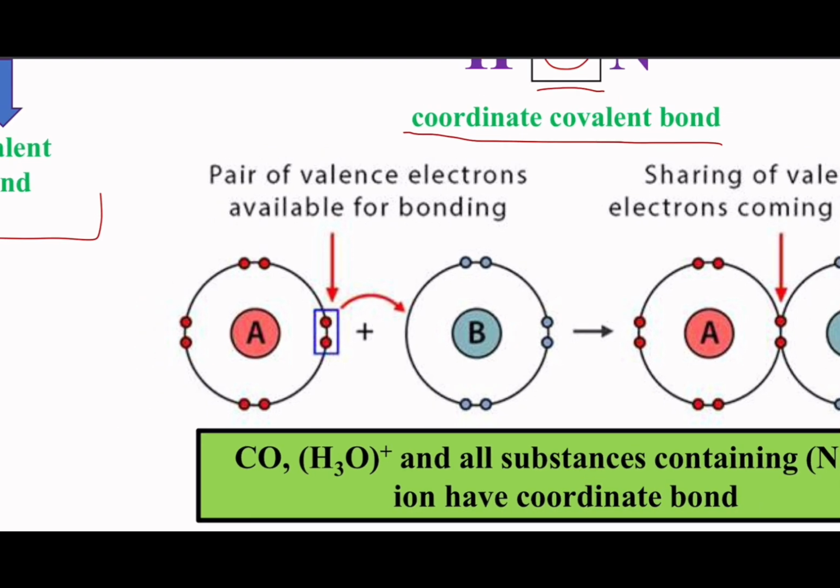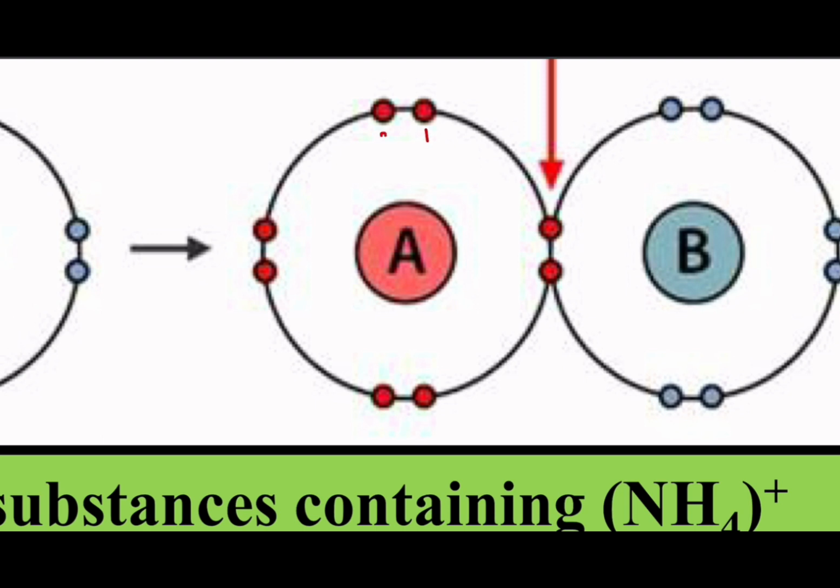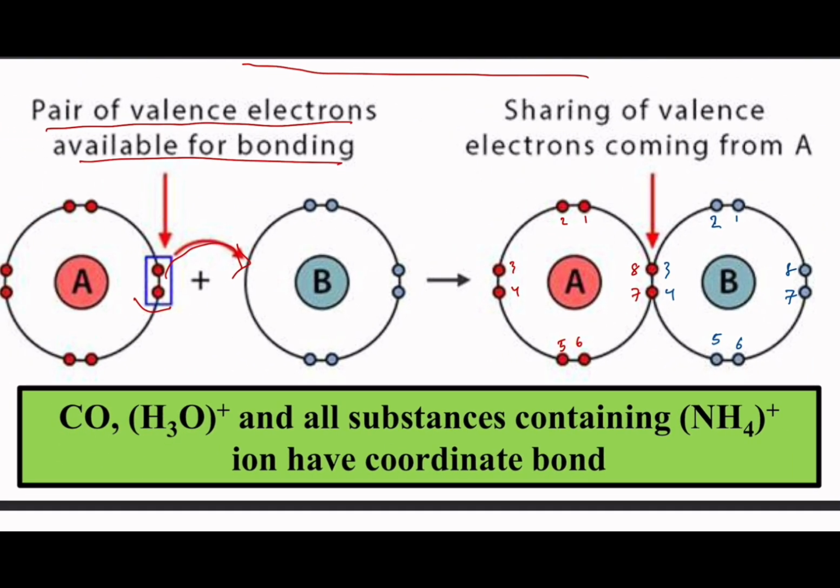It is shown here: a pair of valence electrons available for bonding. You see this atom donates 2 of its electrons. Now we have the octet completed. Look here, I count 1, 2, 3, 4, 5, 6, 7, 8. And the same thing for this atom: 1, 2, 3, 4, 5, 6, 7, and 8. So the octet rule is completed for both, and this happened through coordinate bonding.